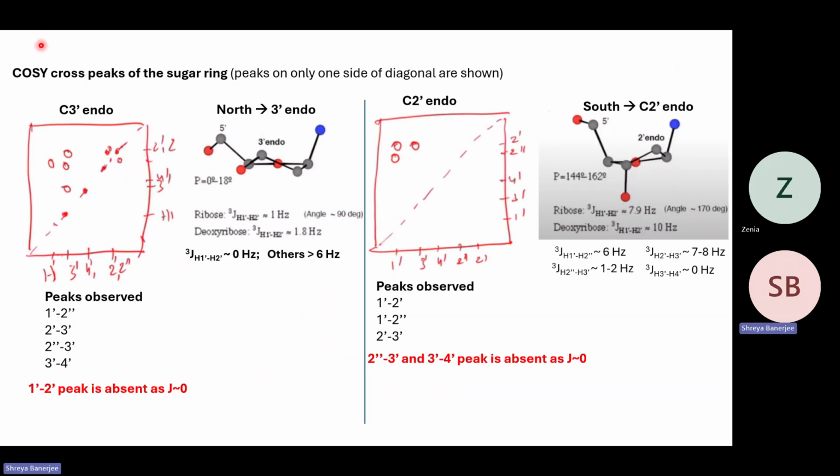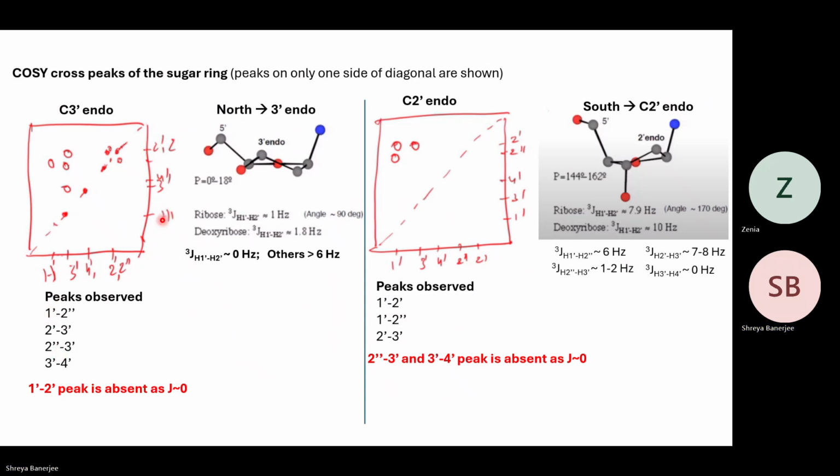Now we will look at how the COSY cross peaks will appear for the sugar ring in each of these structures. So here we have plotted 1', 2', 2 double prime, 3', 4', and similarly on the x-axis, because COSY is hydrogen-hydrogen correlations itself. Now, what are the peaks that will be observed? So 1', 2' coupling is 0. So this will not show any peak. The other 4 will show peaks.